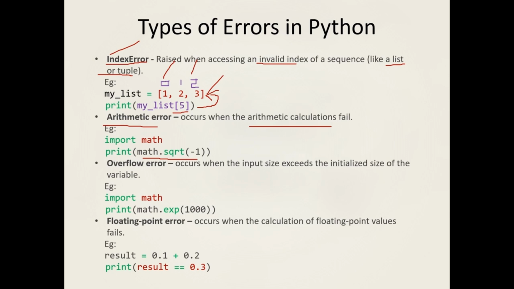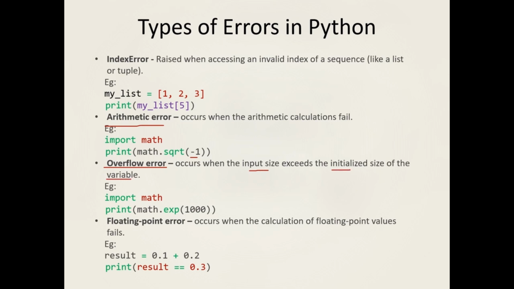It may be a little bit confusing to understand. But in simple words, you can say arithmetic error exceptions arise when a mathematical operation fails due to invalid input, which is -1 here, or operations. In those cases, arithmetic error exceptions arise. An overflow error is raised when a calculation exceeds the maximum allowable value or when the input size exceeds the initialized size of the variable. In these cases, this error will occur.